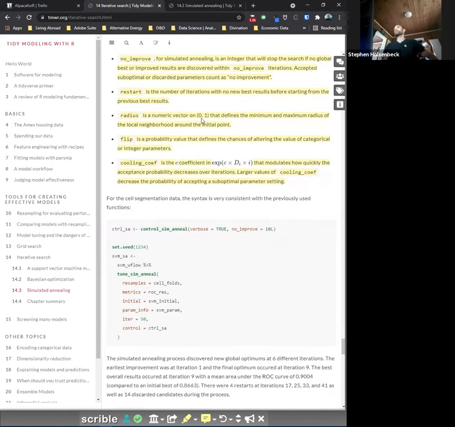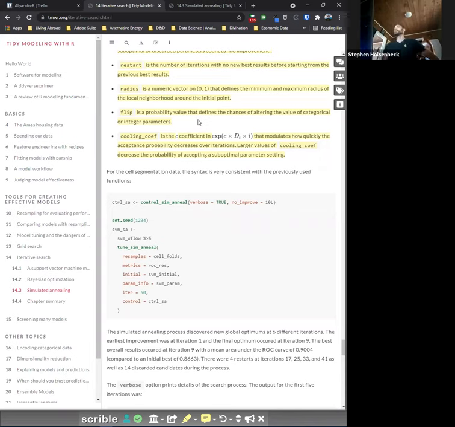Radius is a numeric vector from 0 to 1 that defines the minimum and maximum radius of the local neighborhood around the initial point. So I believe this takes like a percentage value and multiplies it by the existing tuning parameter to create that radius. Flip is a probability value that defines the chance of altering the value of categorical or integer parameters. So that's if you have some kind of categorical tuning parameter, you can put a probability here for it to change the parameter on new iterations.